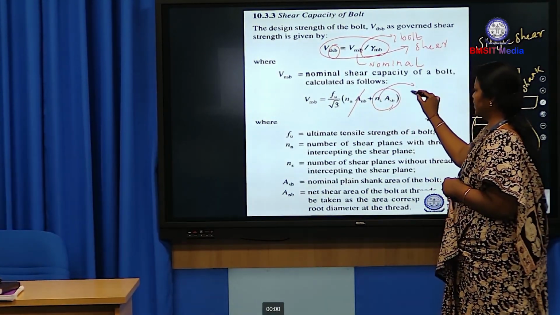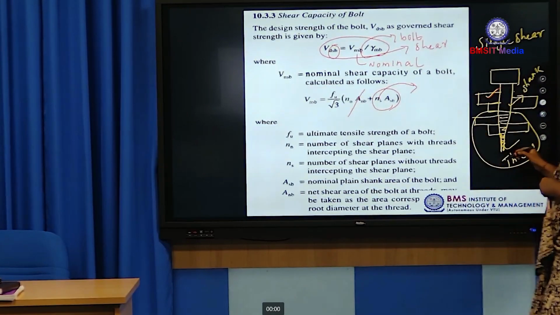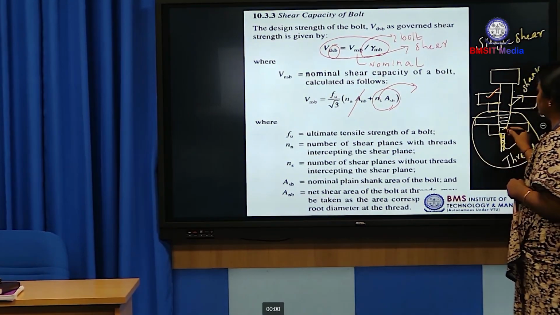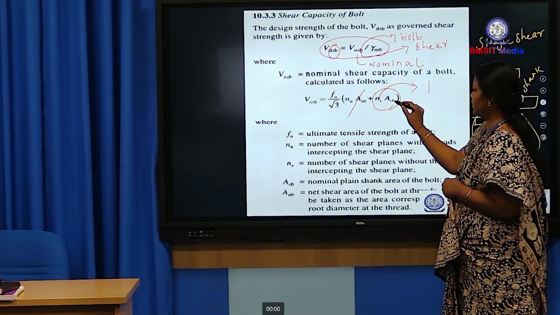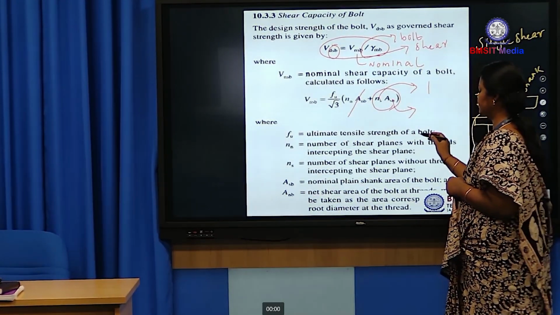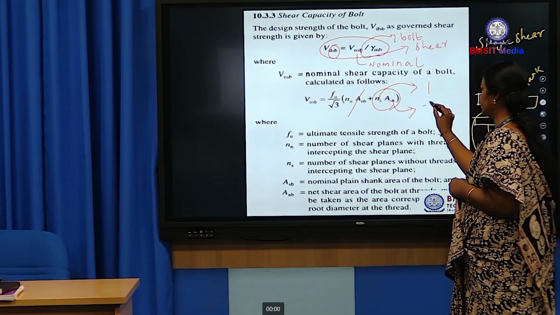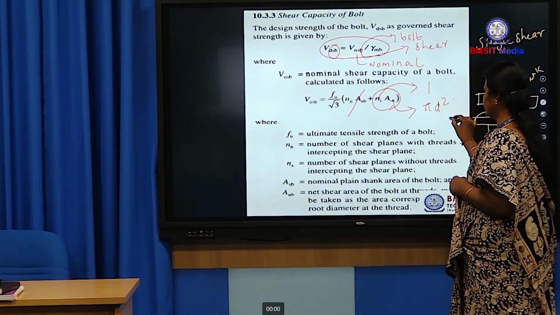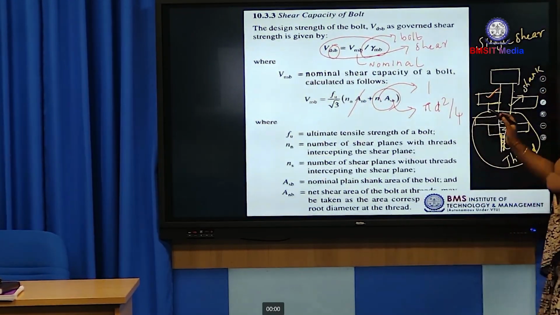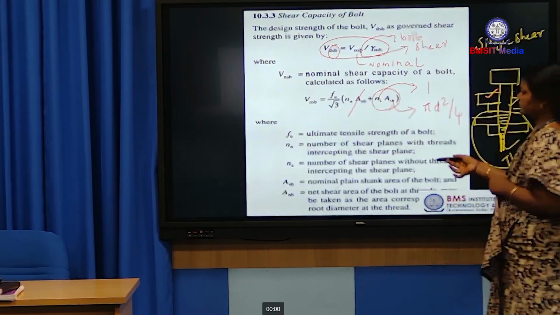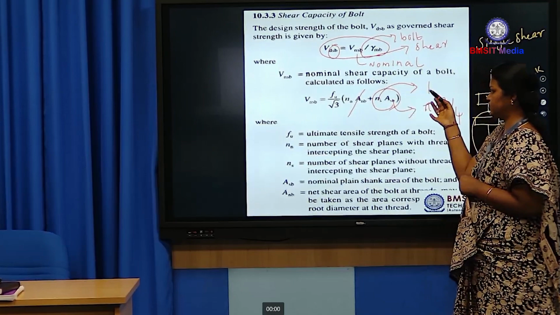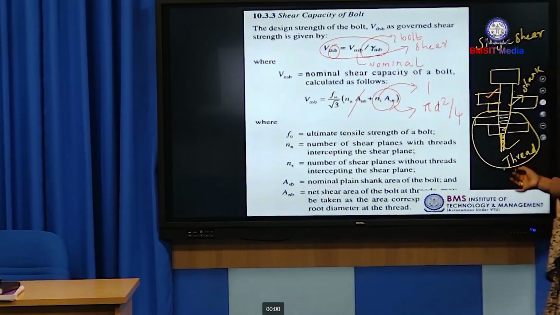So, here the number of shear planes passes through the shank area. So, here for the lap joint Ns is equal to 1, and Asb, the area of the shank, is pi d square divided by 4. Okay, this is the general equation. So, based on the condition, we have to take this term or that term, based on the condition given in the question.